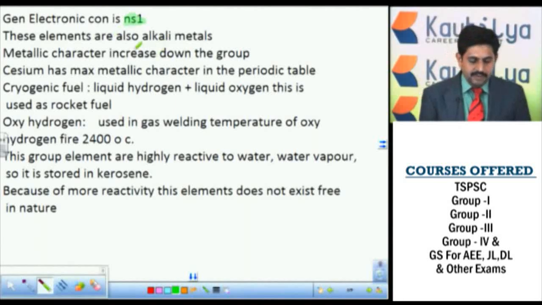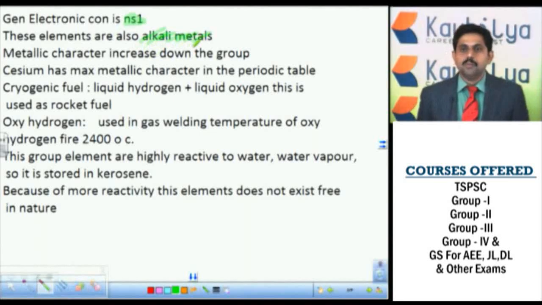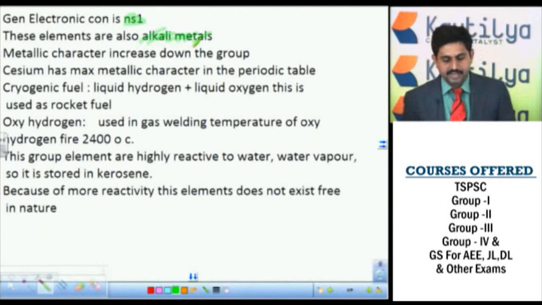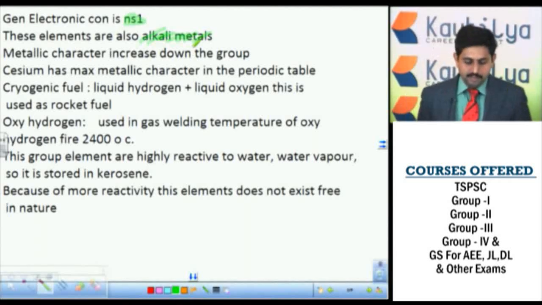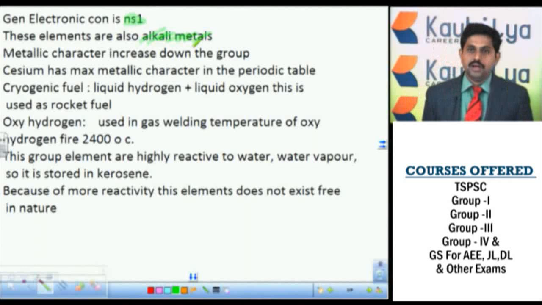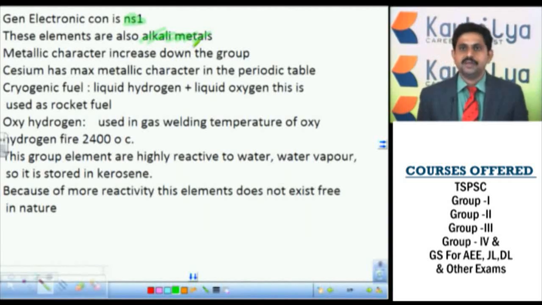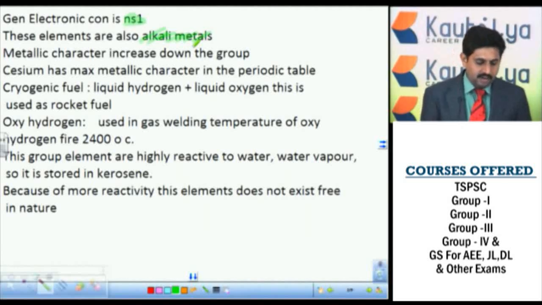These first group elements are called alkali metals. Why are they called alkali metals? Because most of these metals, when dissolved in water, form a basic solution, so they are called alkali metals. Metallic character, I told you in the periodic classification, the left side of the periodic table is all metals, having more metallic character. From left to right, the metallic character decreases. So the alkali metals have more metallic character.